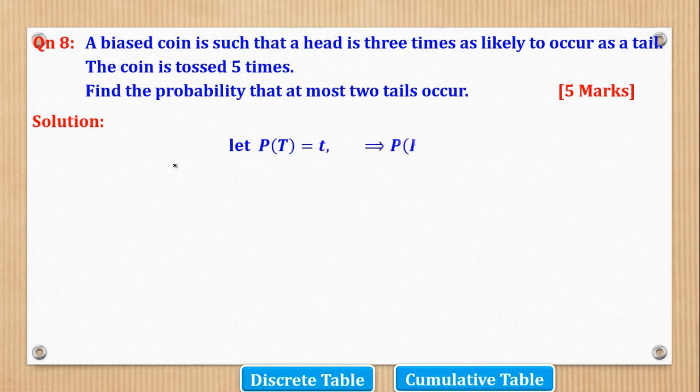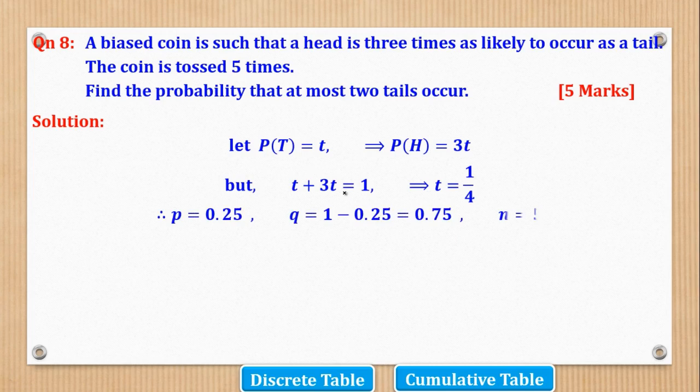First, we have to get the probability of success and the probability of failure. So let small t be the probability of getting a tail and pH be the probability of getting a head. Remember, they said a head is 3 times as likely to occur as a tail. So if the probability of getting a tail is t, then the probability of getting a head is 3t. That's why you see here 3t. But total probability is equal to 1, therefore t is equal to a quarter.